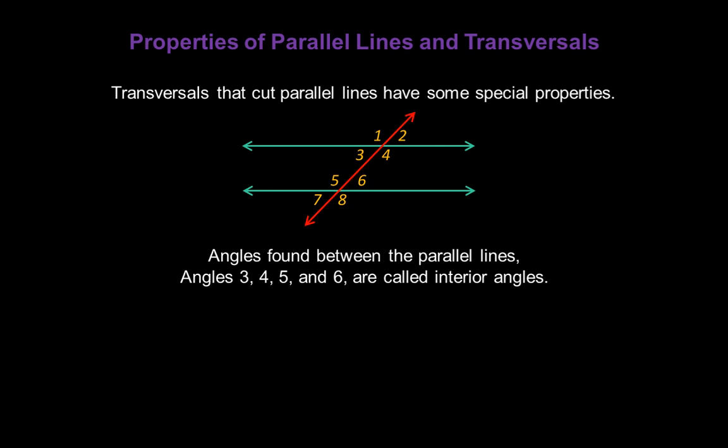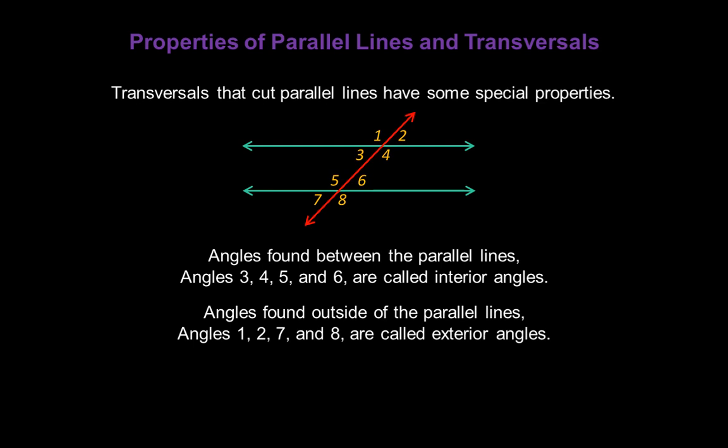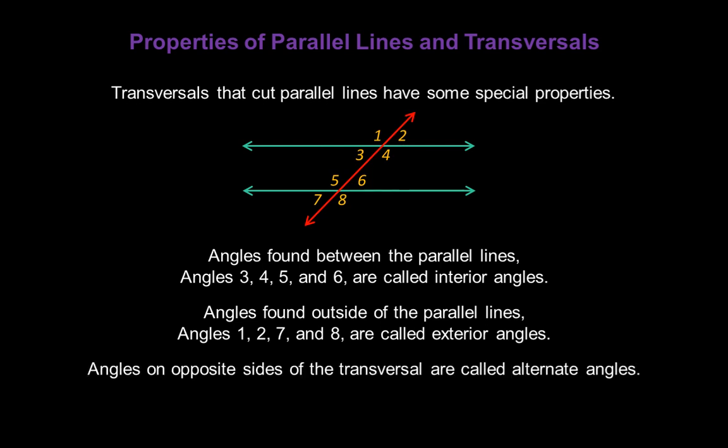Angles found between the parallel lines, angles 3, 4, 5, and 6, are called interior angles. Angles found outside of the parallel lines, angles 1, 2, 7, and 8, are called exterior angles. Angles that are located on opposite sides of our red line, the transversal, are called alternate angles.